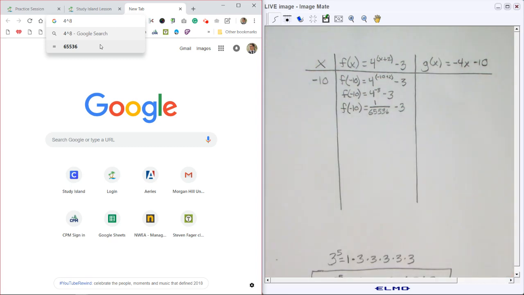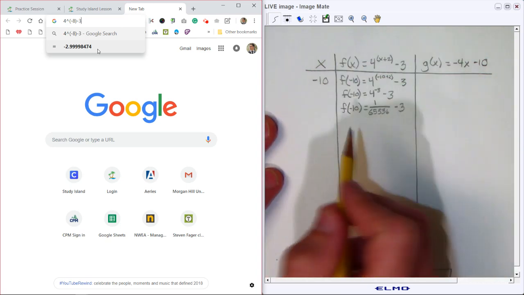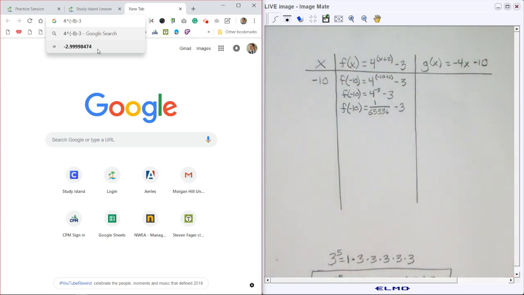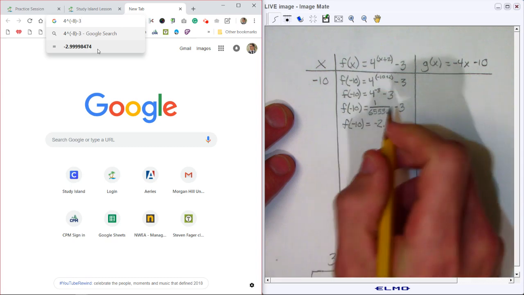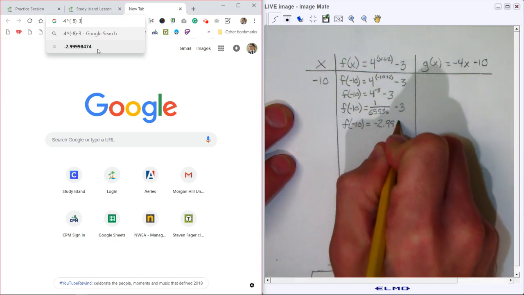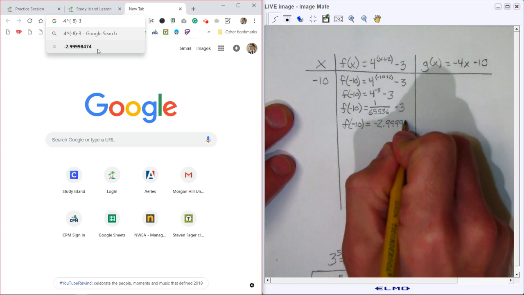If you wanted to actually calculate it out to a decimal, you would simply do 4 to the power of negative 8 minus 3, and you have your answer. Don't be afraid to plug in all of these calculations that you're doing for each of these functions into your calculator. We are not testing whether or not you have an ability to work with all these fractions and stuff. We'll do that separately. If you just want to plug this stuff into your calculator, that's okay. So f of negative 10 is approximately negative 2.99998. Let's just call it that for now.